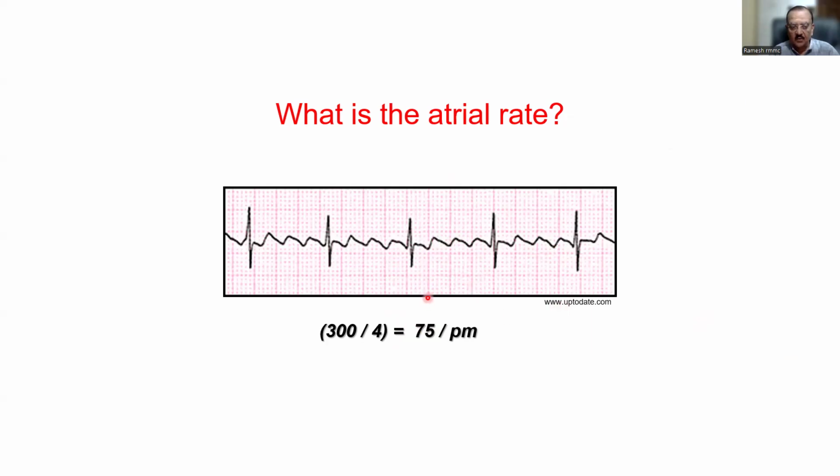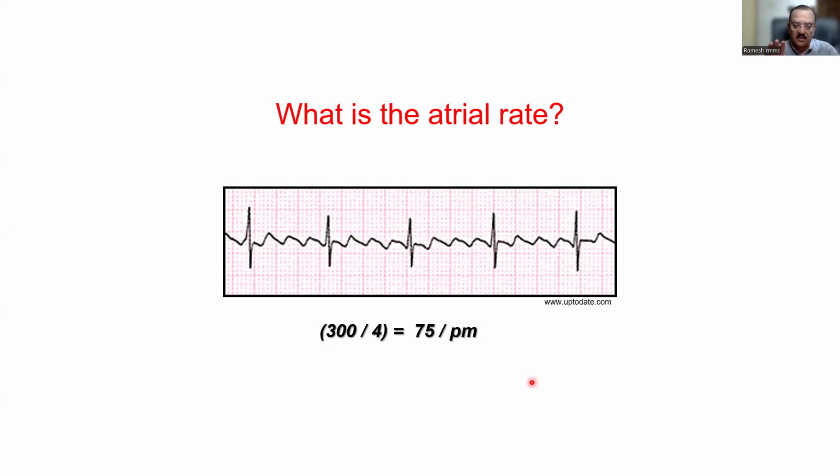Right? That is what we call a 4:1 AV block. You will learn it later. So every 4 P waves, one QRS is coming. 1, 2, 3, fourth P wave, only one QRS is coming. So 4:1 AV block.